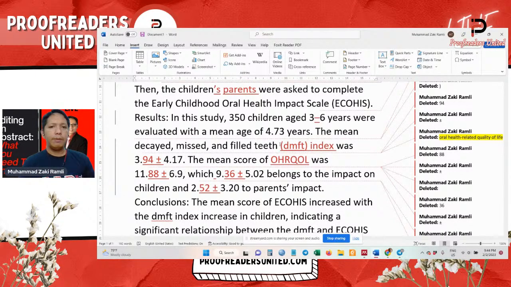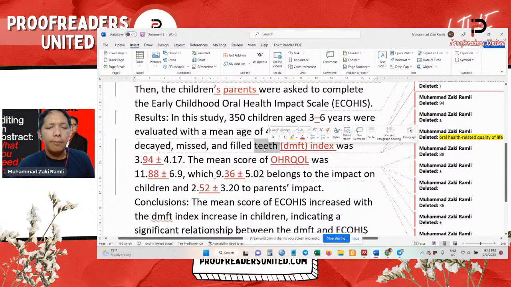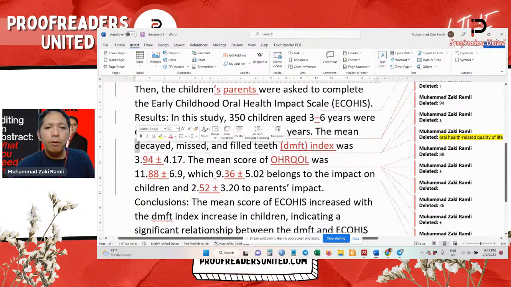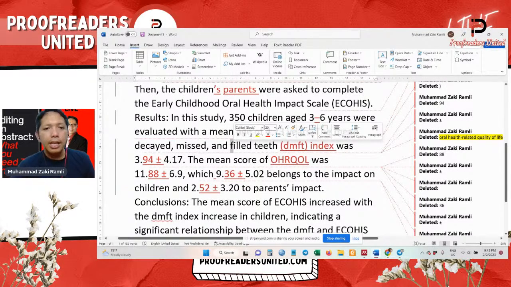But again, I would not like to say that the authors were wrong. I would like to say that if I am the editor or proofreader for the abstract, this is how I will improve it. But if I am the writer of the abstract, this is exactly what I will decide to write for the expression of decayed, missed, and filled teeth. So you can see D for decayed, M for missed, F for filled, T for teeth.